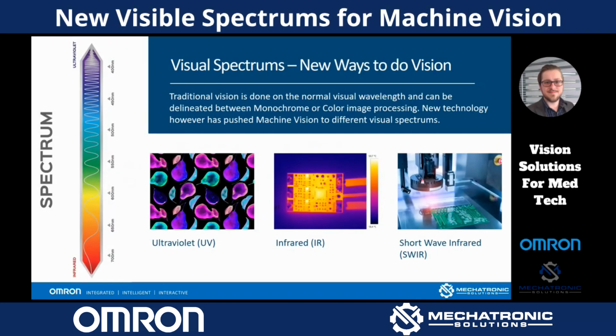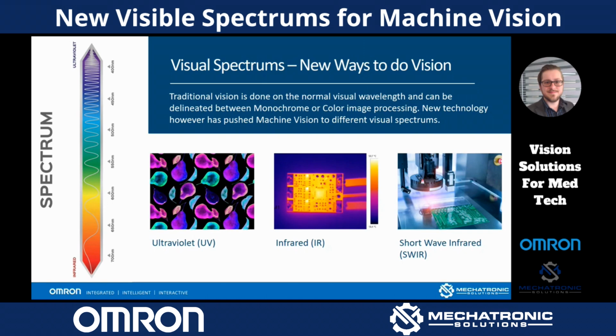So, some trends. The first trend I want to talk about in machine vision is really one of my personal favorites right now, and it is dealing with visual spectrums. Typically, in machine vision, we do all of our analysis on the normal wavelength spectrum, right? The type of viewing that we see through our eyes every single day.